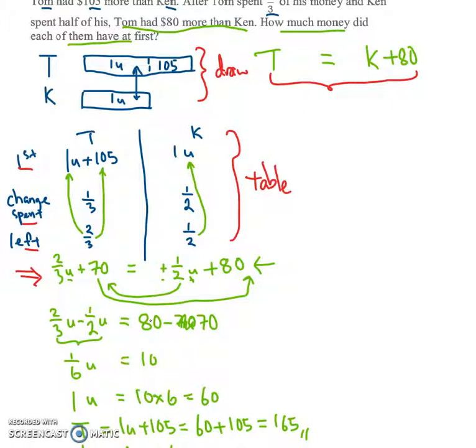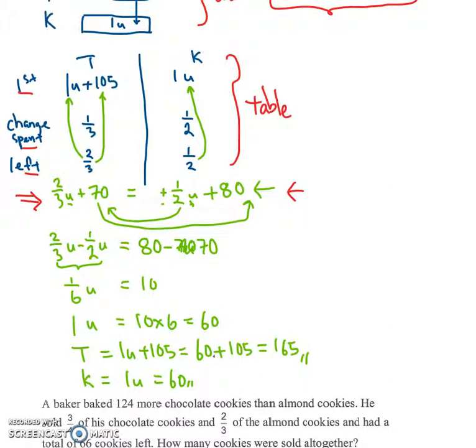So this part, there is going to be some shifting around this line. Alright, so make sure you understand what is going on in this line. If you don't, just ask me. And so you find 1u. After you find 1u, then you look for 1u plus 105 and 1u equal, and 1u for Tom and Ken.